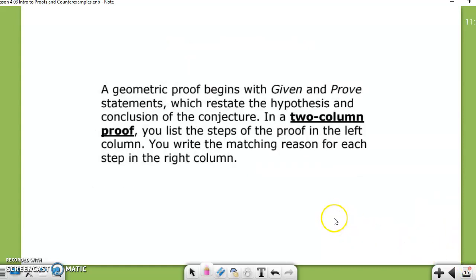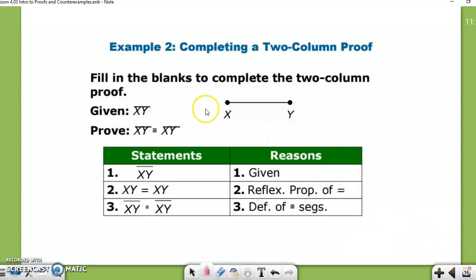Okay, so our proofs always begin with our given, and then we work towards our prove statements. And let's look at another little example together. This one seems kind of redundant, but I'm given that I've got a segment XY. That's my information to start with. I'm going to prove that XY is congruent to XY. So that's going to be my last statement.